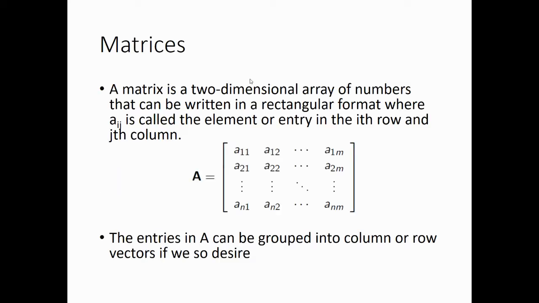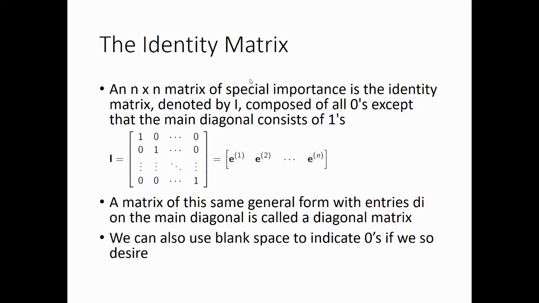So moving along to matrices. A matrix is just a two-dimensional array of numbers that can be written in a rectangular format, where Aij is called the element or entry in the ith row and the jth column. The entries in A can be grouped into column or row vectors if we so desire. A column vector is also an n by 1 matrix, and a row vector is a 1 by n matrix, if you're interested in classifying the vectors in that manner.